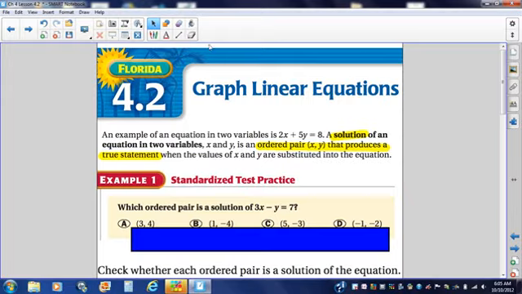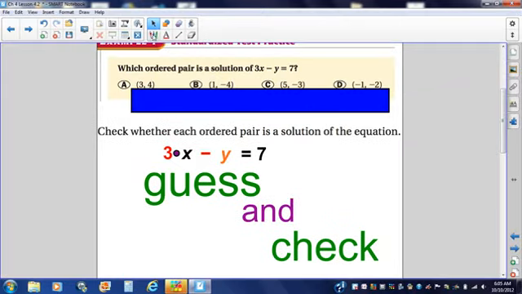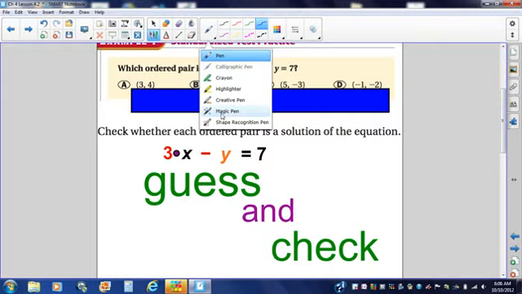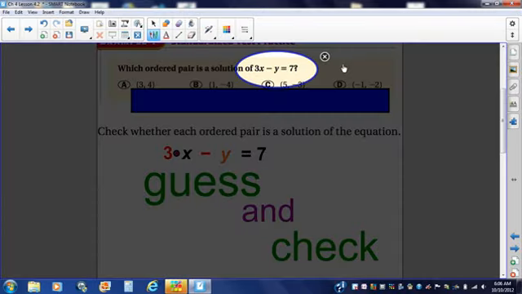So here we go. First thing I would like you to do is write the equation 3x minus y equals 7 on your paper. Please write the equation 3x minus 7. Oops, my bad. Haven't had any coffee yet. Write the equation 3x minus y equals 7 on your paper.